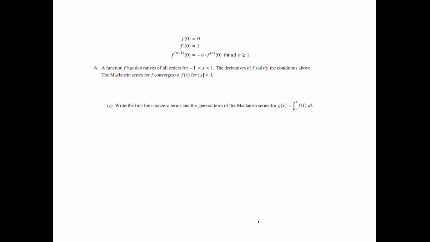All right, part C. Write the first 4 non-zero terms and the general term of the Maclaurin series for g of x is equal to the integral of this. Okay, so first of all, if you did absolutely awful on all the other parts, we can still just regroup. We already have the first 4 non-zero terms of the formula for f. So let's just go ahead and write those down.